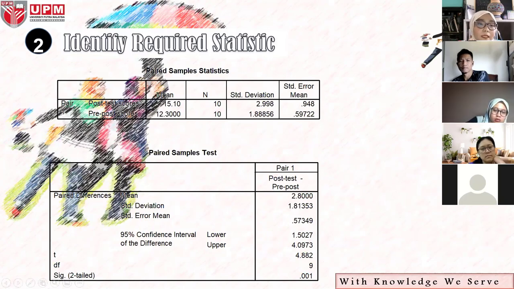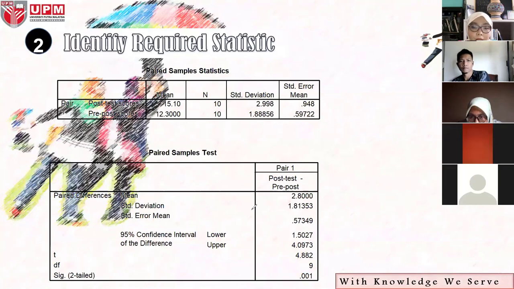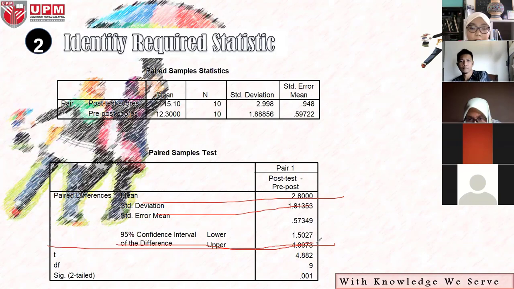The first one is the descriptive data for your paired sample. You have the mean for both groups, post and pre, and then the standard deviation and the standard error. And then this is the paired sample test findings. The mean is similar, the standard deviation is similar, this one is the confidence interval, and then this one. So the significant value is 0.001, and your T is 4.882.